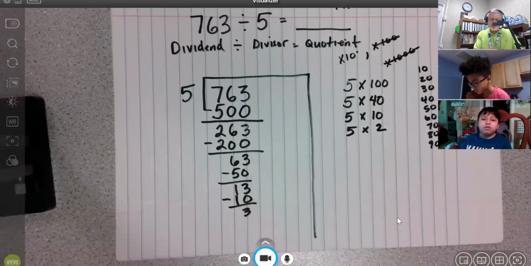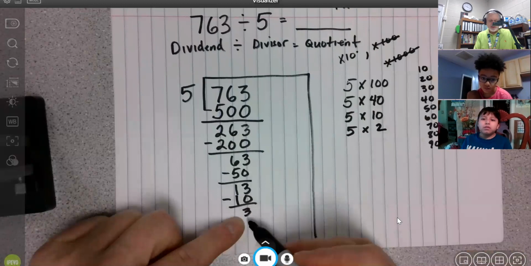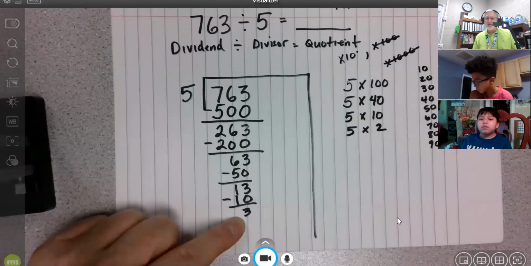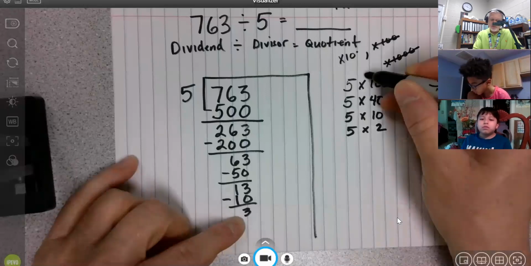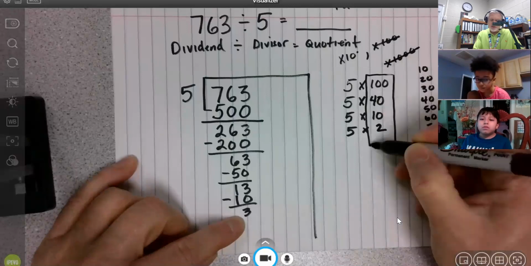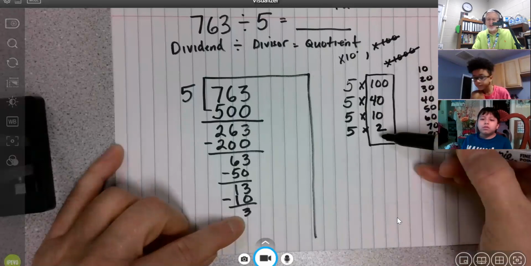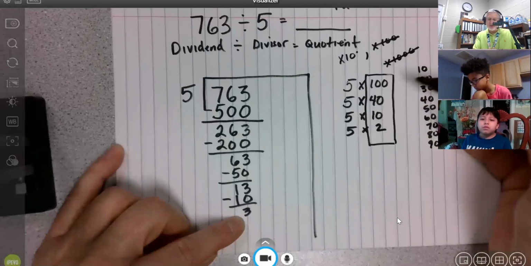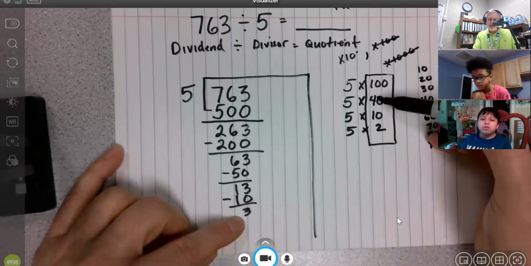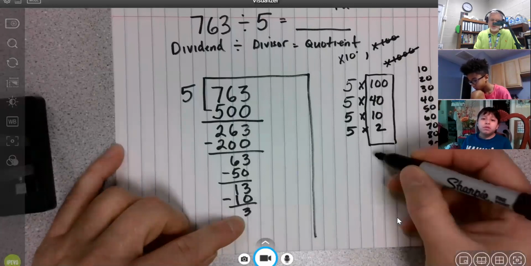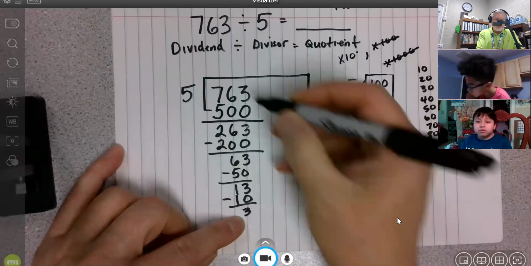All right, now this is where something is different than we had last week. Can I make any more groups of 5 with the number 3? No, it's too small. So remember, we have to put a little rectangle around all of our groups, and we have to add that up because this is going to be our quotient. So how much do 100, 40, 10, and 2 equal? 152, and that goes above.